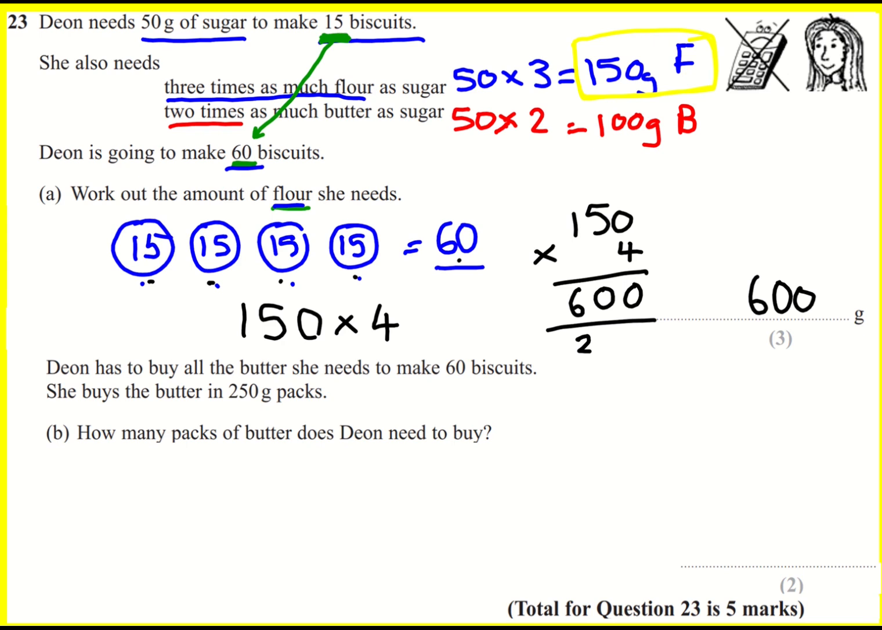Next section, Dion has to buy all the butter she needs to make 60 biscuits. She buys the butter in 250 gram packs. How many packs of butter does Dion need to buy? So we're going to go back to our values up here, and we know that for a 15 biscuit recipe, she needs 100 grams of butter, but for a 60 biscuit recipe, we need to multiply that by 4, which gives us 400 grams. So she needs 400 grams of butter.